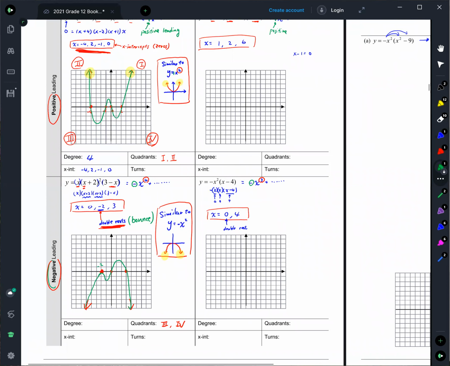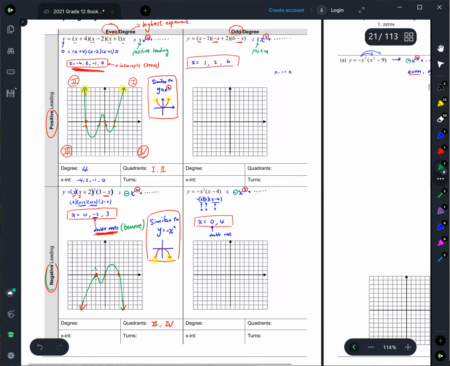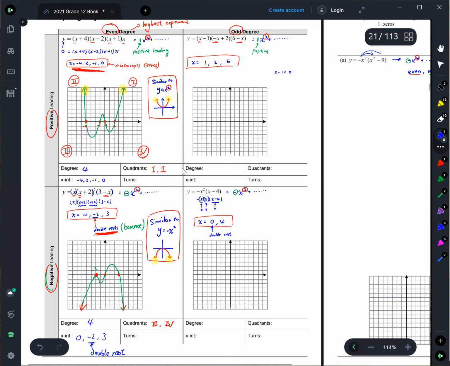Okay, so make sure you copy the notes down now. Please raise your hand if you finished writing everything on here. The x-intercepts are 0, -2, and 3. This is a double root. Degree is 4. Once you finish writing everything, then we'll finish here. We'll complete the table next time when you come back.